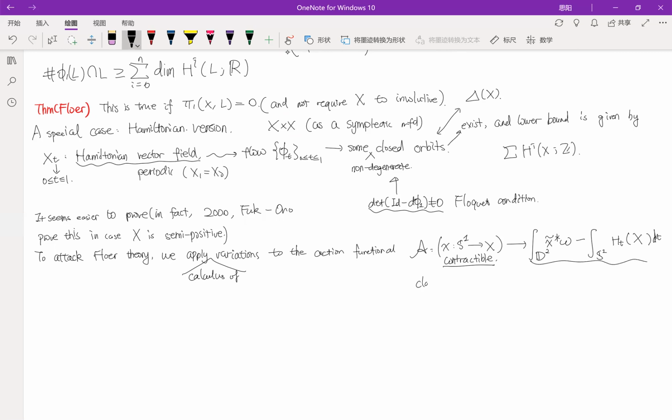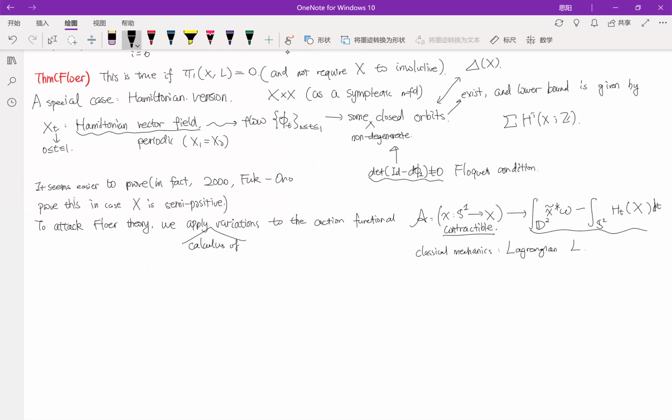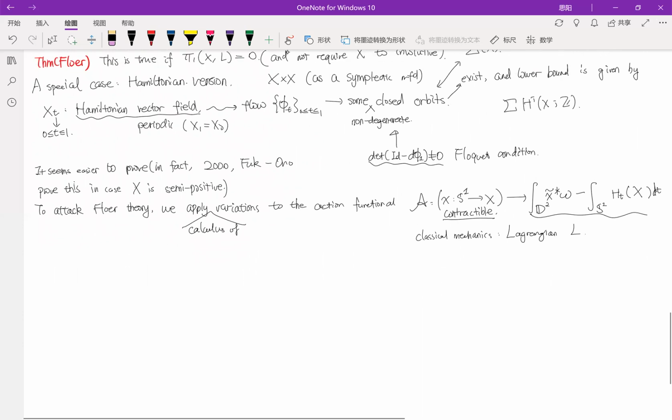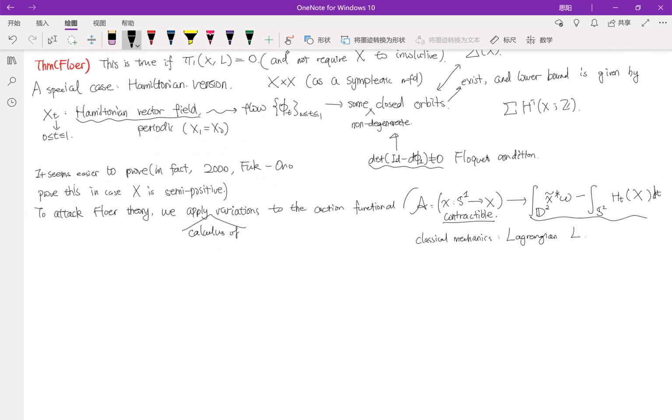That is in the classical mechanics. It is just the Lagrangian L, the kinetic energy minus the potential energy, or the inverse. Anyway, this is the definition of the action functional, and we apply calculus of variations, then we obtain a partial differential equation. That is d_s u plus J(u) times d_t u plus the gradient of H_t(u) is 0.